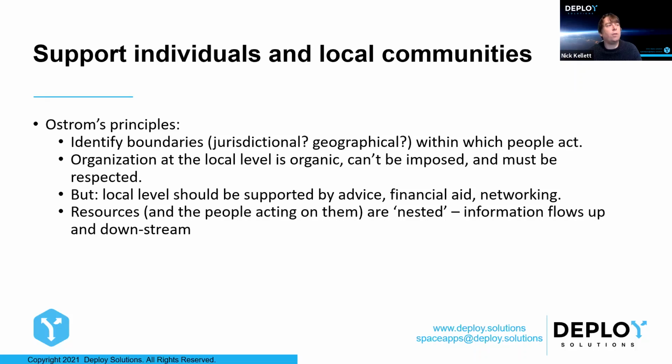But they believe that the organization at the local level is organic. It can't be imposed, and it must be respected. Having said that, that local level should be supported by expert advice, finances, networking, and other assistance. So in other words, enable the local level, the boundary, the people, the individuals there, or the grassroots community to act as best you can, but don't impose rules on them. And the resources and the people acting on them are nested, so the information has to flow up and down, and this is an important finding that we have.